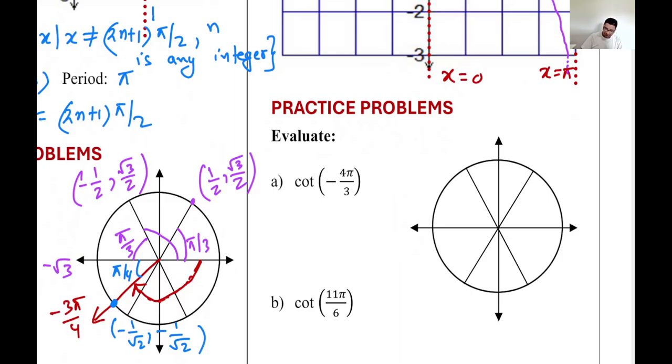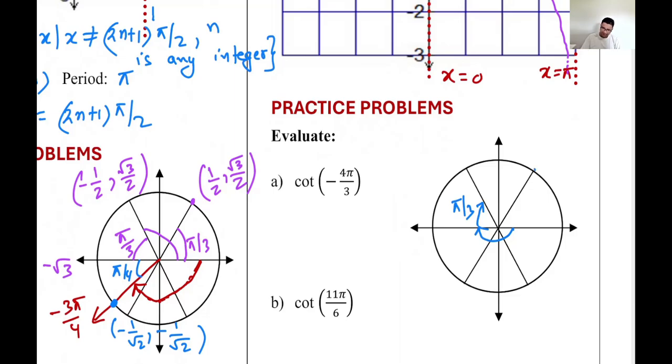At negative 4 pi over 3, pi over 3, 3 of them will make 1 pi. So negative 3 pi over 3 is there. 4 pi over 3 should bring you there. Right? So the reference angle is pi over 3.